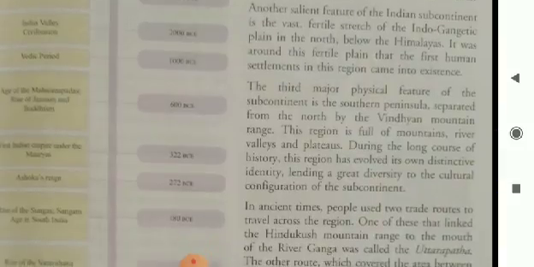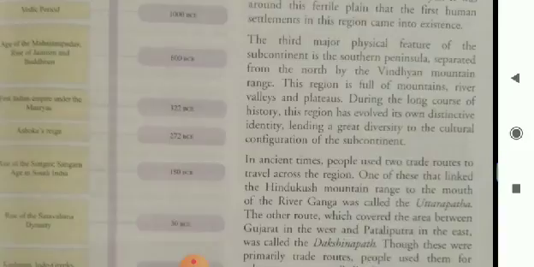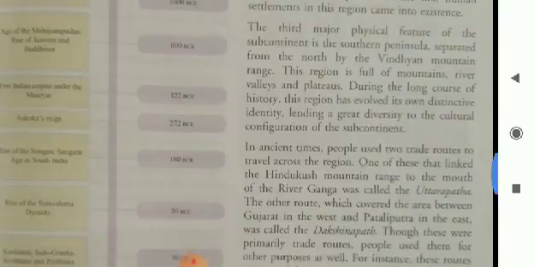Another salient feature of the Indian subcontinent is the vast fertile stretch of the Indo-Gangetic plain in the north below the Himalayas. It was around this fertile plain that the first human settlement in this region came into existence.